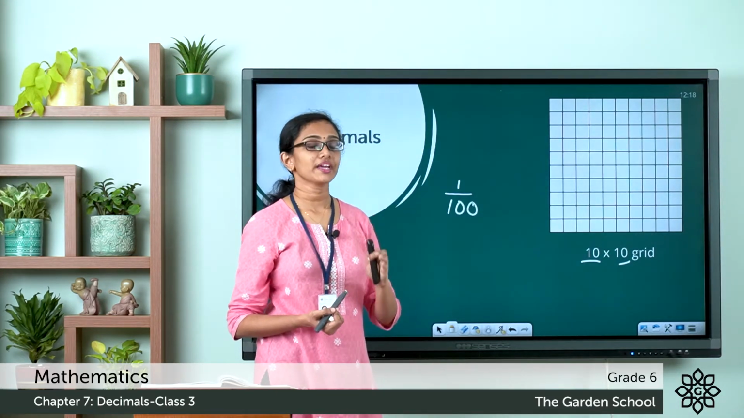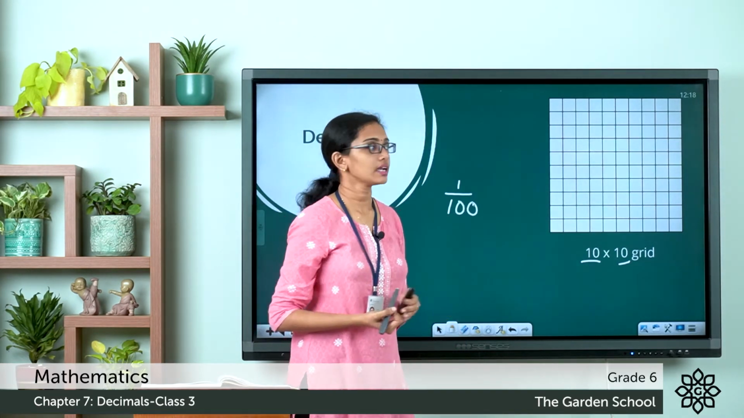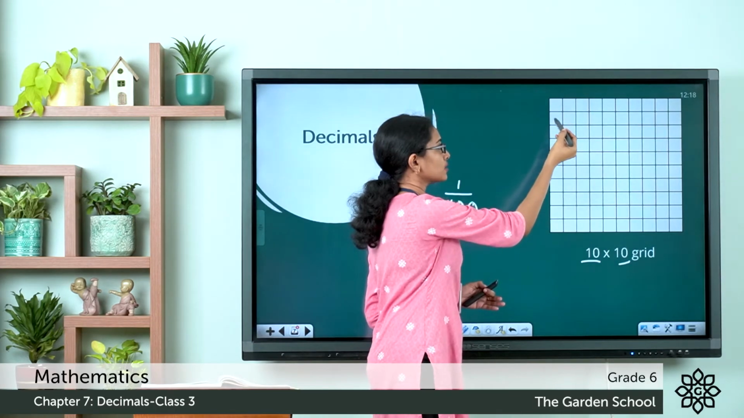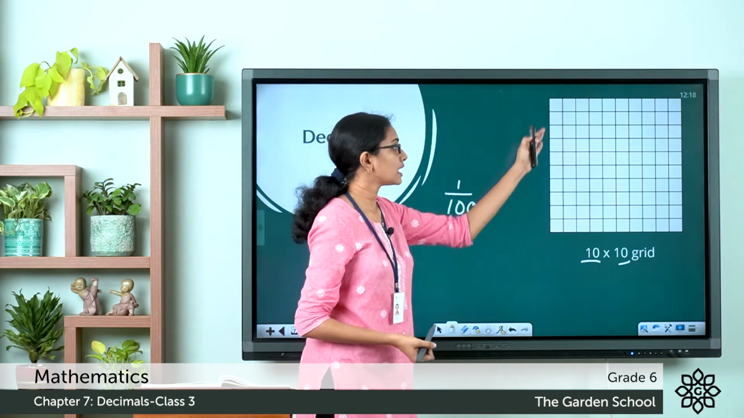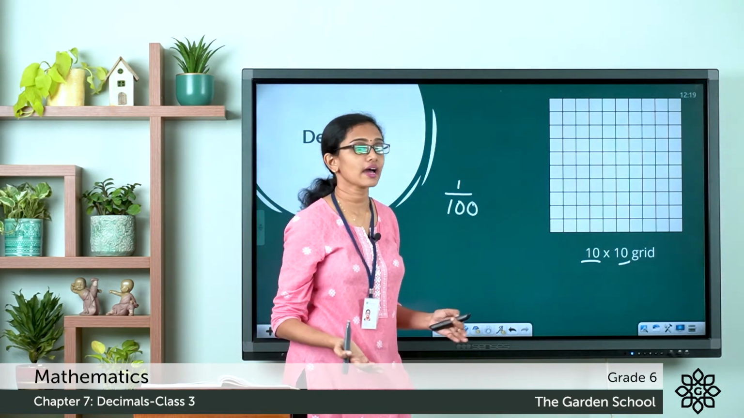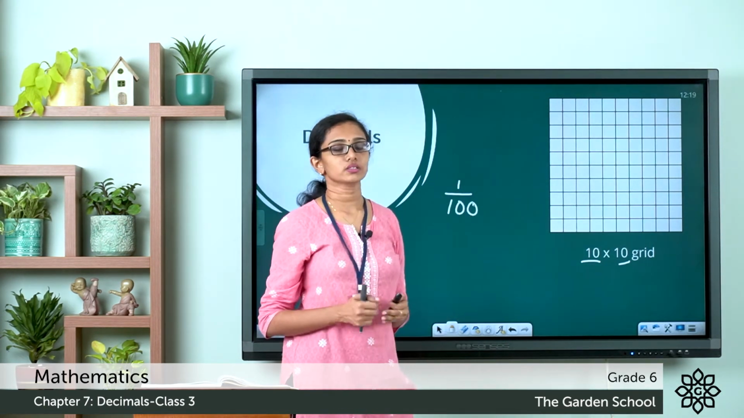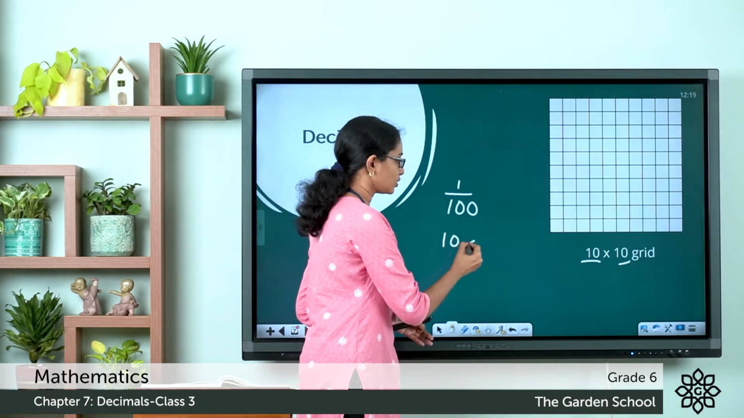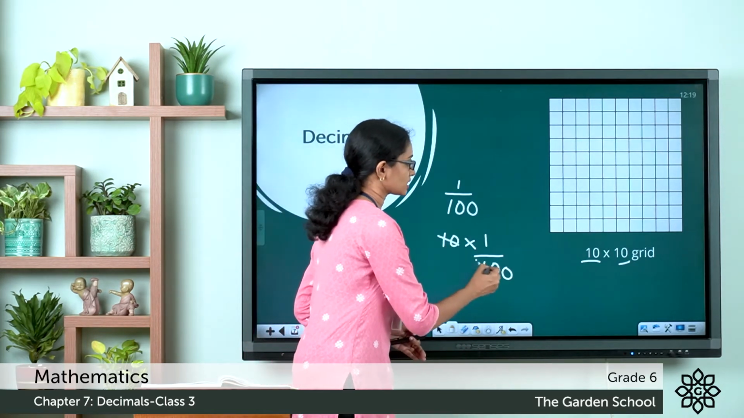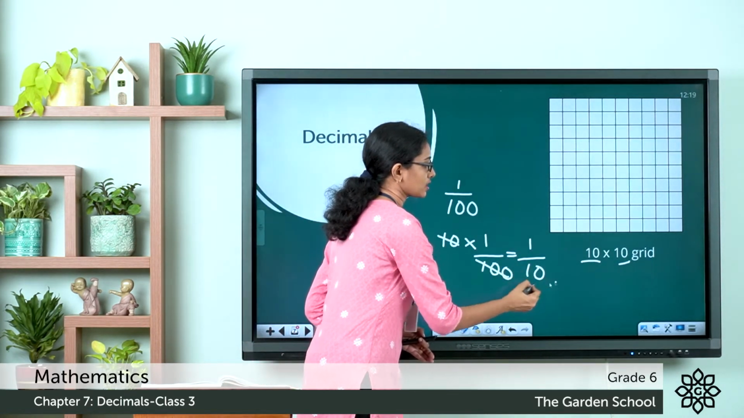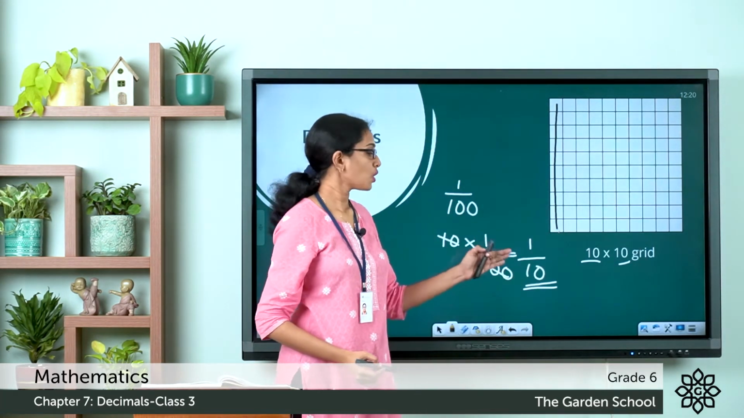Now let's consider any one column. I am going to consider this column. So how many smaller squares are there in this column? There are 1, 2, 3, 4, 5, 6, 7, 8, 9, 10. 10 smaller squares in a single column. So can you tell me what is the value represented by a single column? That would be 10 into the value of one square. That is 10 into 1 by 100. So when you cancel out the common factors, you get this is equal to 1 by 10. Hence we can say the value of a single column is equal to 1 by 10.